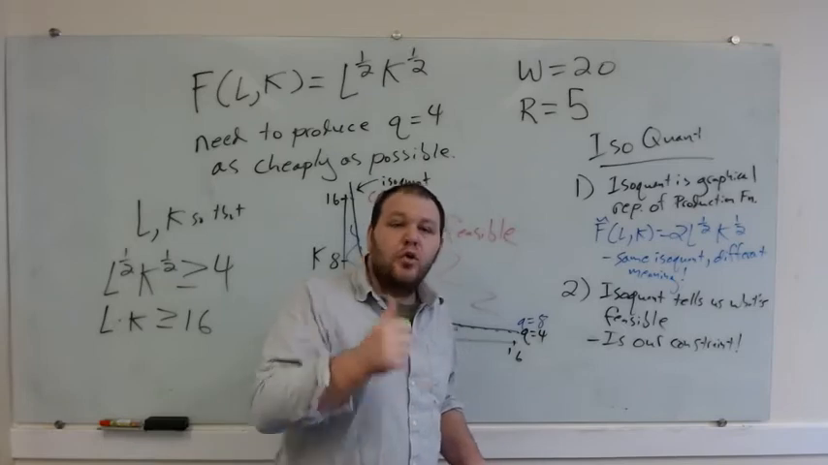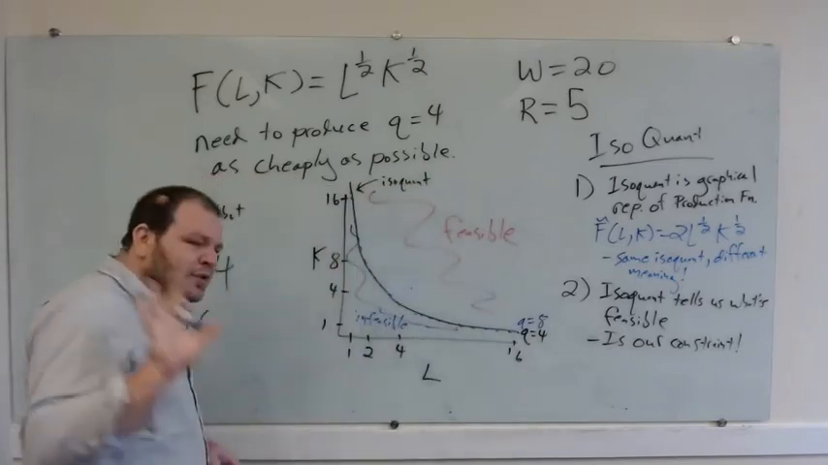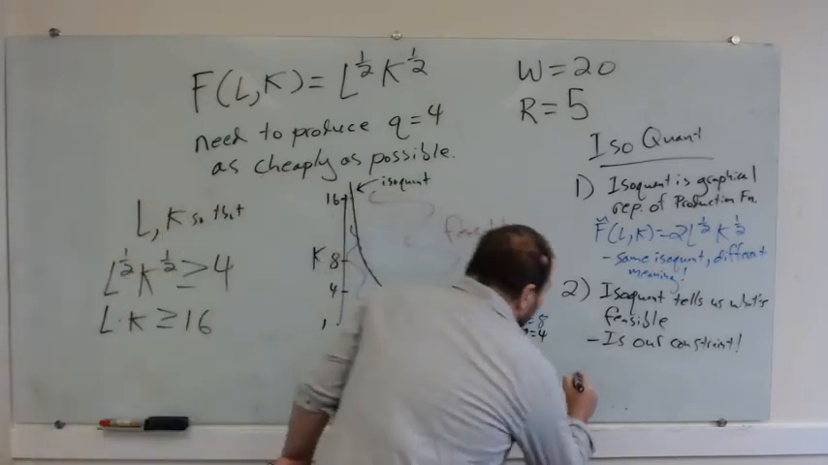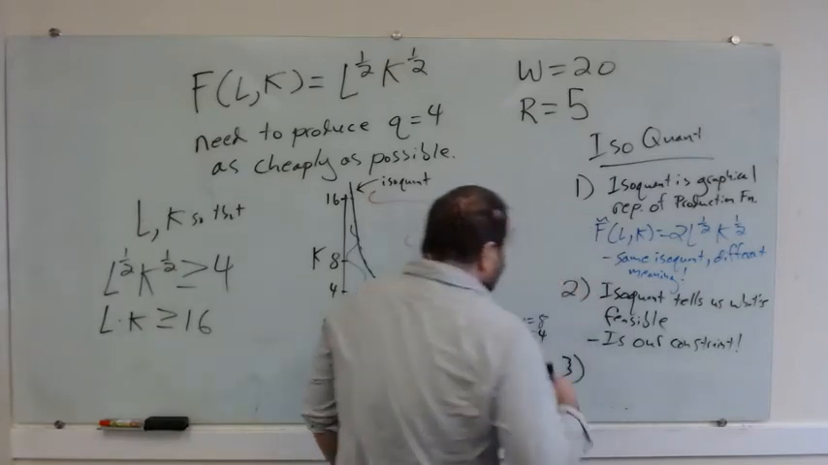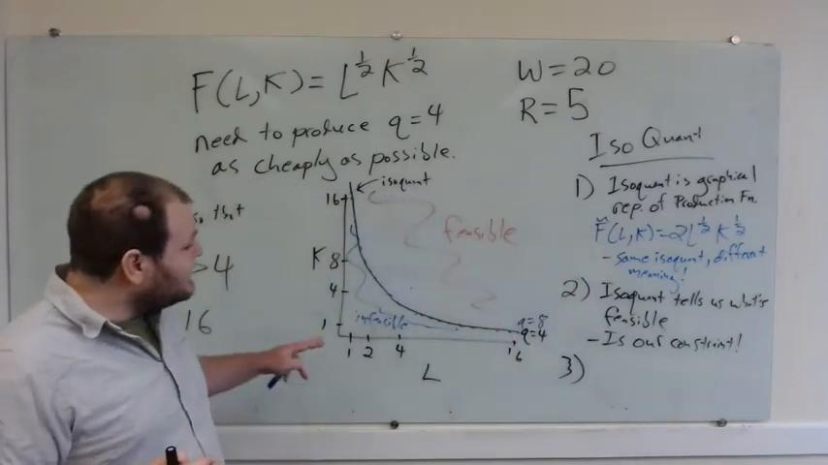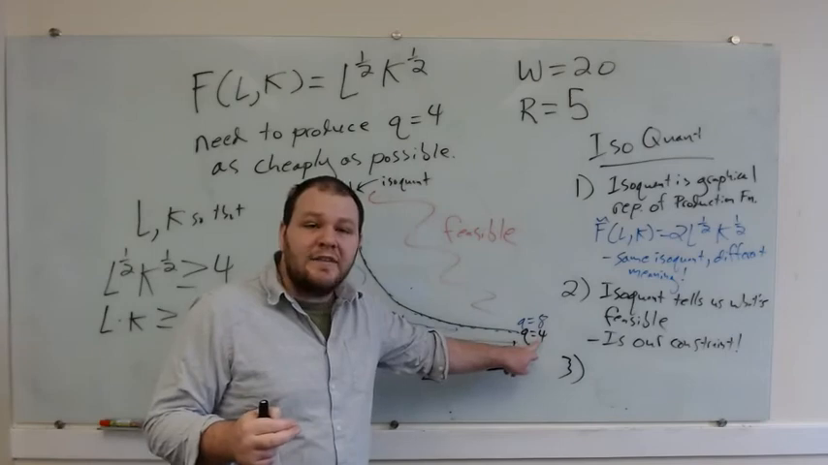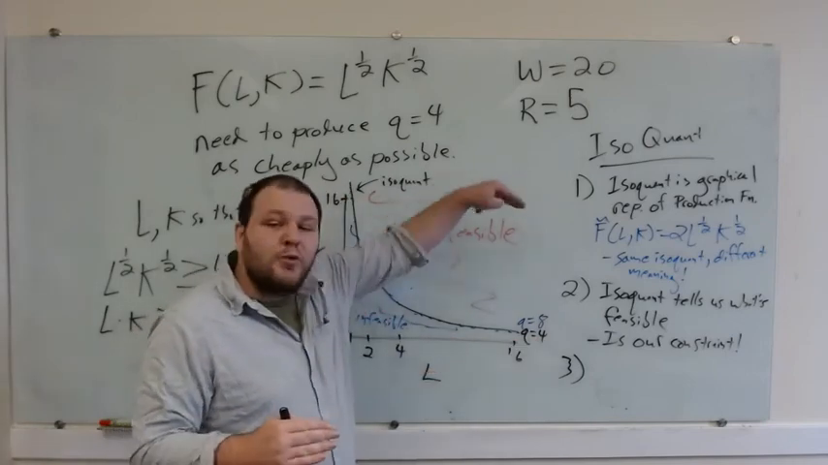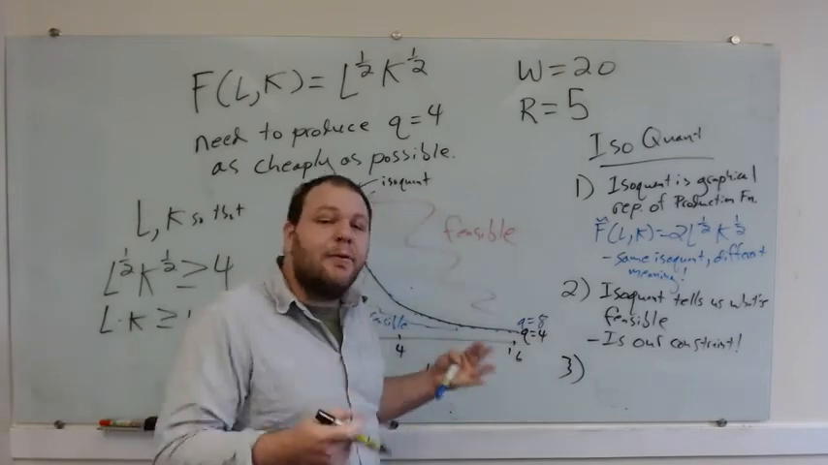Okay, great. And then the last thing, we'll talk about this a little bit later. We're going to put this on ice for a minute. But the third thing to remember is that because these quantities are meaningful, the distance between isoquants is a meaningful thing.